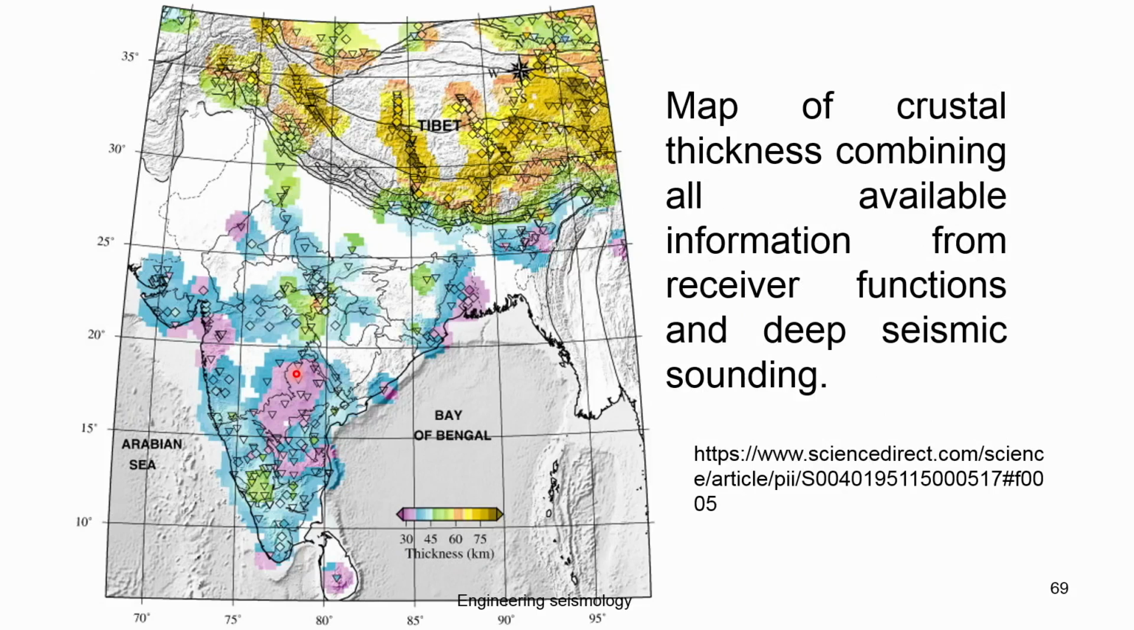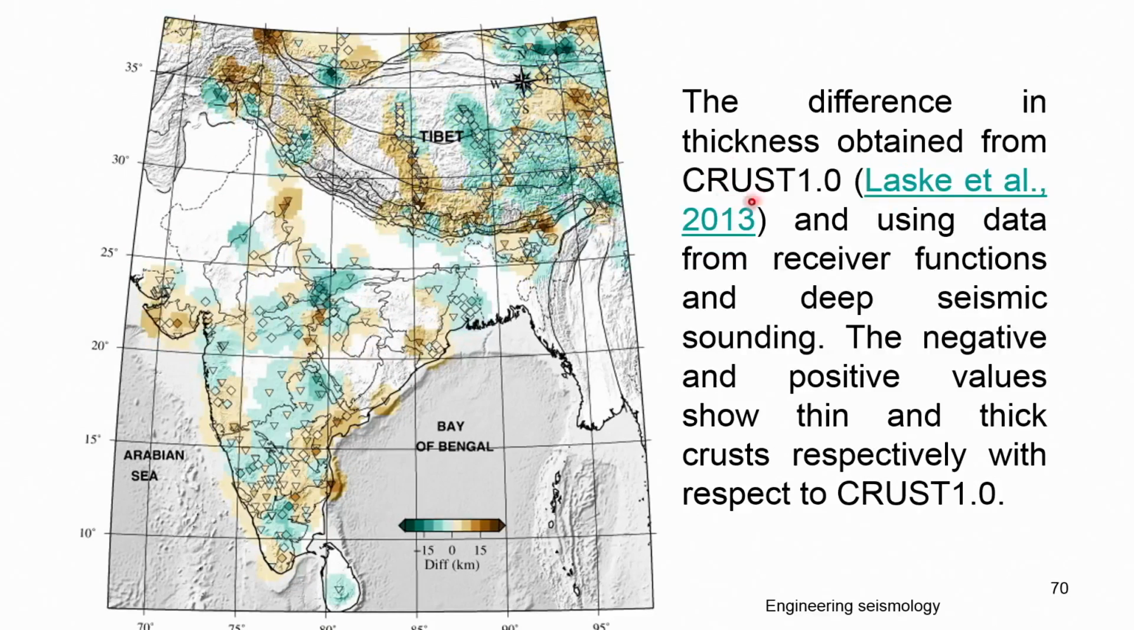You can see that since the old publications, in the new publication he tried to improve, where you can see the crustal thickness at many places, but still there are white patches where no seismic activities have taken place. Okay. So this is the difference in the crustal thickness he estimated with respect to the model Crust 1.0. You can see the negative and positive values show thin and thick crust respectively with respect to Crust 1.0.